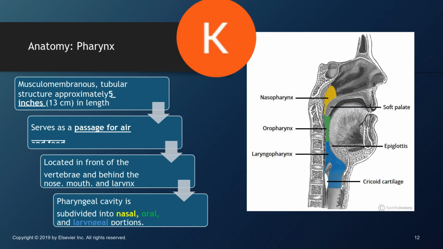Then we have our laryngopharynx, which is the blue area. It's the lower part of the pharynx. It connects the pharynx to the larynx, which is our voice box, and the esophagus.